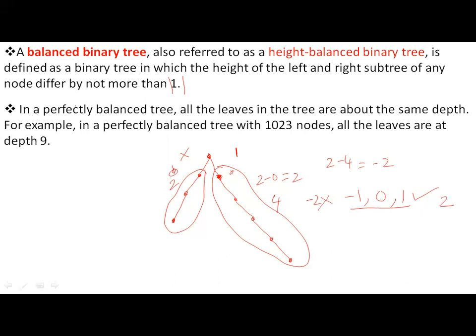Okay, right. Then in a perfectly balanced tree, all the leaves in the tree are about the same depth. For example, in a perfectly balanced tree with 1023 nodes, all the leaves are at depth 9. Perfectly balanced tree means there are two types of binary trees we'll come across. One is called a full binary tree. This is called a perfect binary tree.